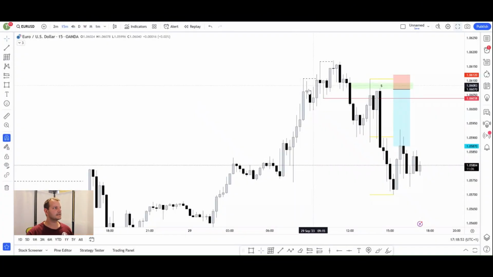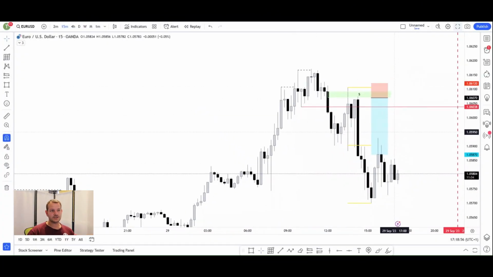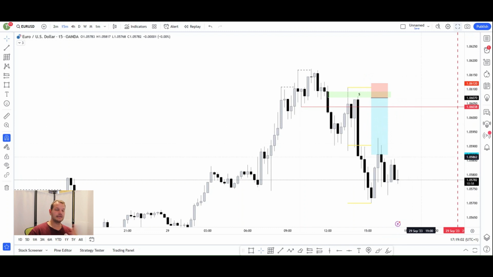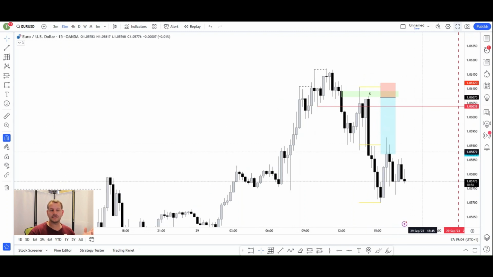Right guys, welcome back. So like I said, this trade here that's on screen is a 4R. I set a sell limit while I was taking the dogs for a walk. I'm going to basically show you why I entered it.